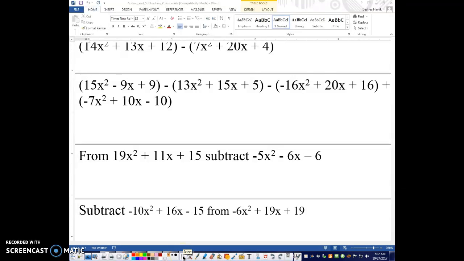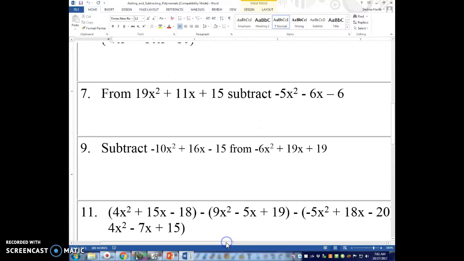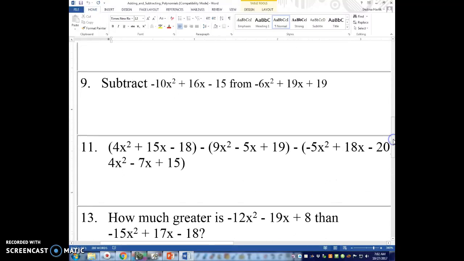All right, so now let's go down to number 9. Subtract this from this, okay? If it ever says from, that means this one goes first. From means that goes first. Okay, because you're subtracting it from that. So let's rewrite what they're saying. Subtract this from this. So this goes first.